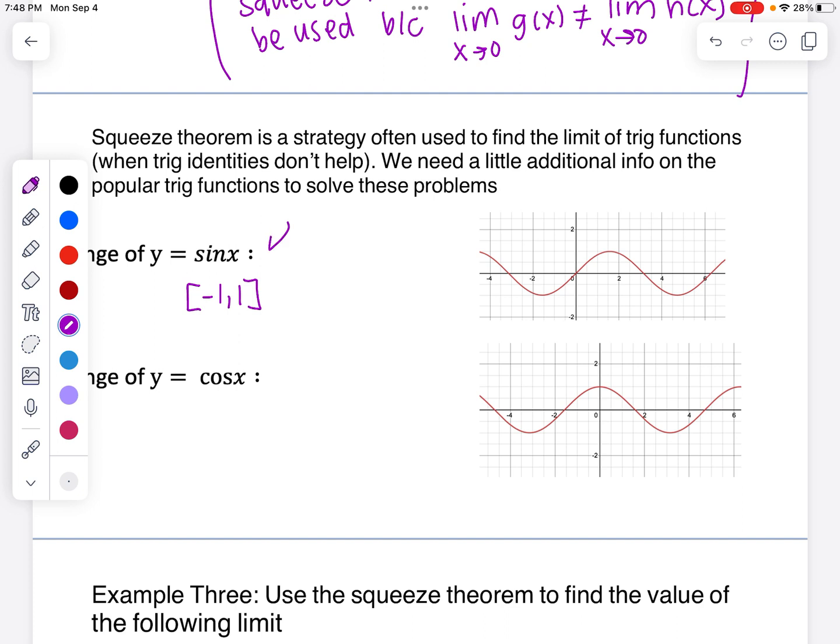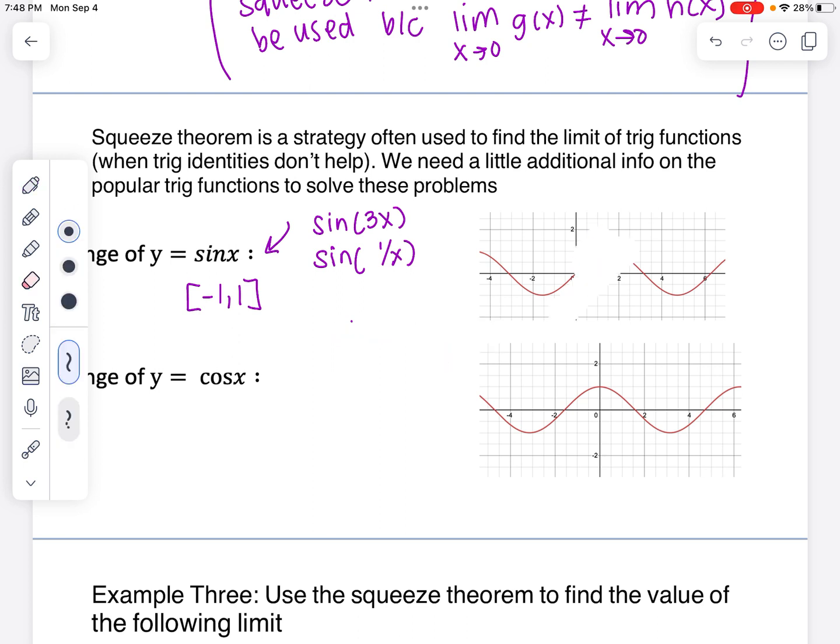And this is going to be true for any function of sine that doesn't have any vertical translations, up or down, or any dilations on the outside of the parentheses. So this is going to be the range for sine of 3x or sine of 1 over x, but it wouldn't be the range for sine of x plus 3, because this would translate this whole function up 3 points. But as long as the change and the adjustment is within the parentheses, it's not going to change the range. And the same thing for cosine, this range down here is -1 to 1.